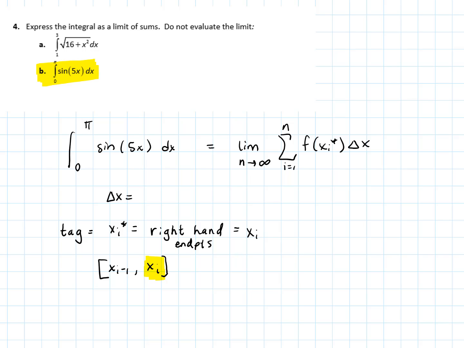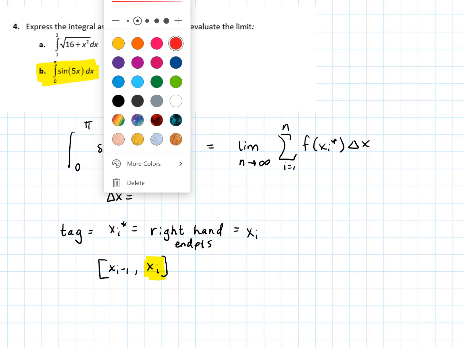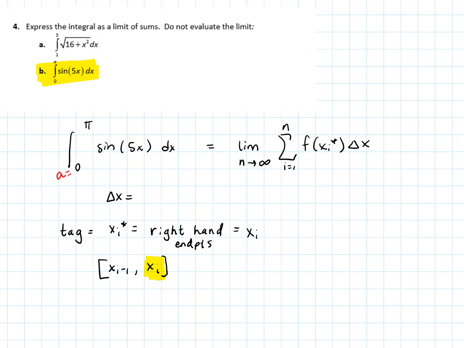Our delta x, now our a and our b, right, this time we're actually just given the integral. We're not even asked it in context. So our a and our b are 0 and pi. So our delta x is going to be pi minus 0 over n, or just pi over n. So delta x is pi over n.